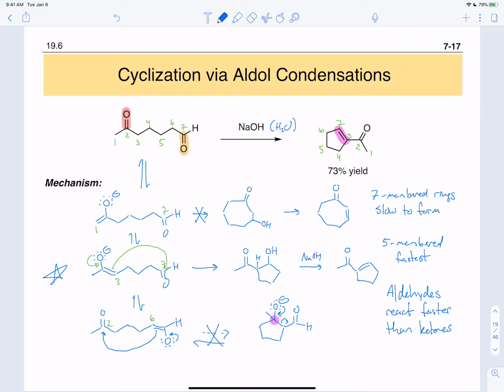The second big consideration here is what's going to be faster, attacking an aldehyde versus attacking a ketone, and attacking the aldehyde will also win out every time in this competition.